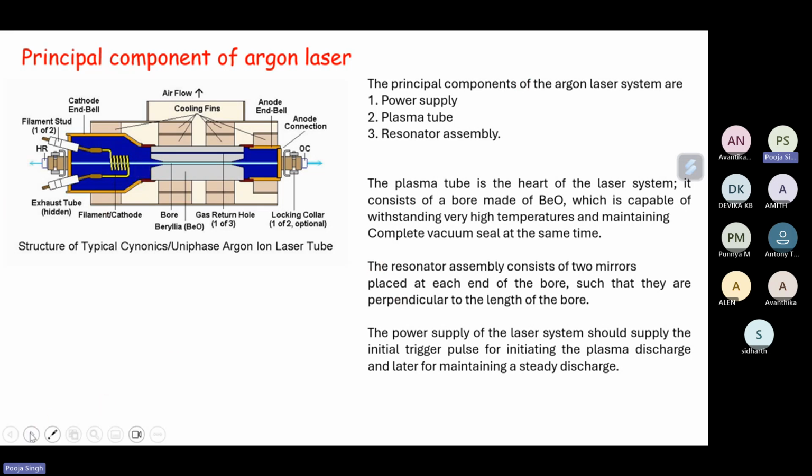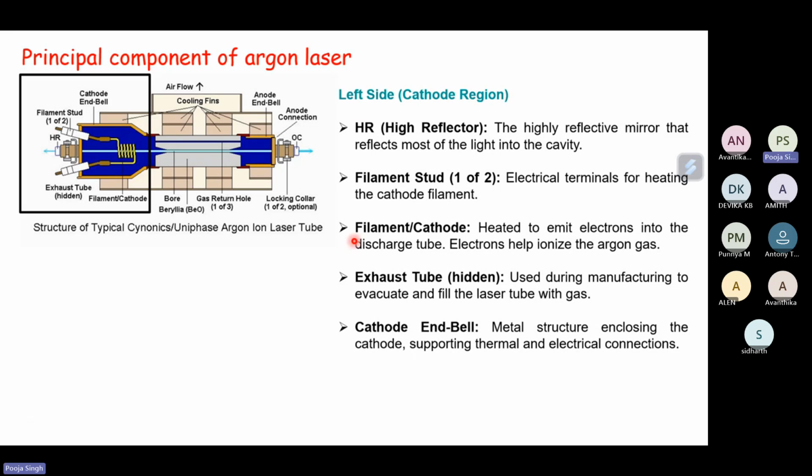Then the principal component has three parts. The first part consists of the high reflector and filament. The filament used here is a cathodic filament. Then the exhaust tube and cathode end bell are also embedded here for supporting the thermal and electrical connection.